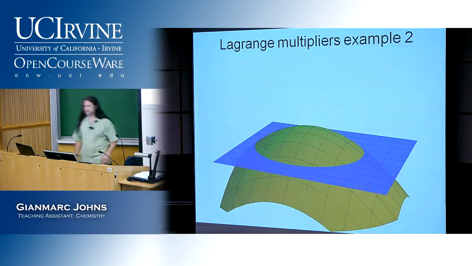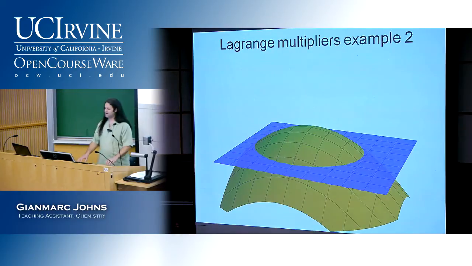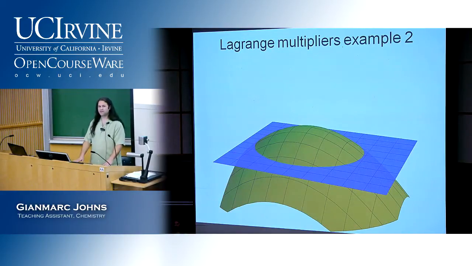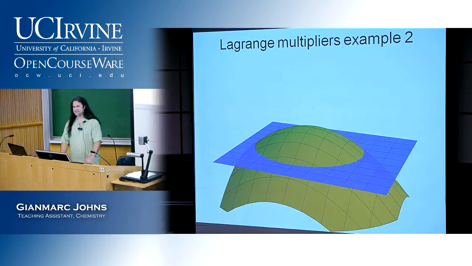All right, now we're going to do one a little more complicated. So now we have something called a paraboloid, and that's that yellow surface. I tried to make it UCI colors. It looks a little greenish, though. But the paraboloid is that dome-looking thing. And then we have a constraint, the blue plane.